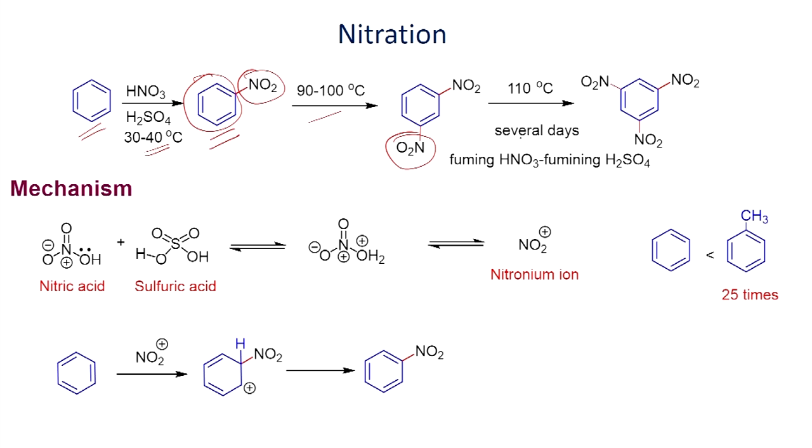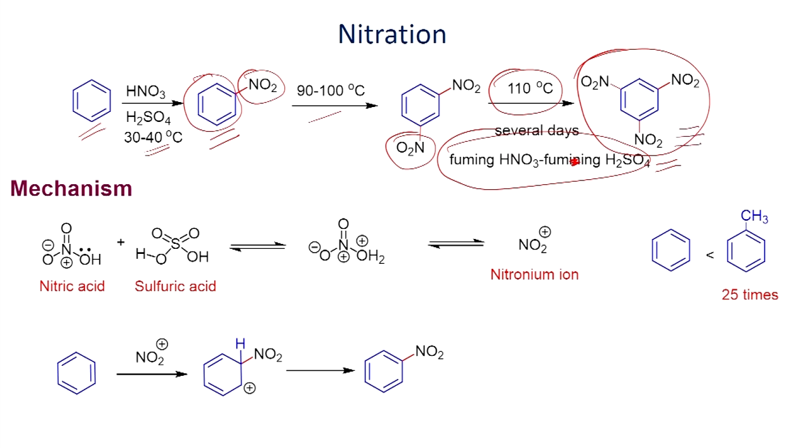So to introduce a further nitro group, you have to carry out the reaction under vigorous conditions using a mixture of fuming nitric acid as well as fuming sulfuric acid. The reaction is very slow. You have to carry out the reaction for several days so that you can end up with 1,3,5-trinitrobenzene as the product. So if you want to make this trinitrobenzene, you have to carry out the reaction as you can see here, under vigorous reaction conditions, and you will be able to get this compound as a product.